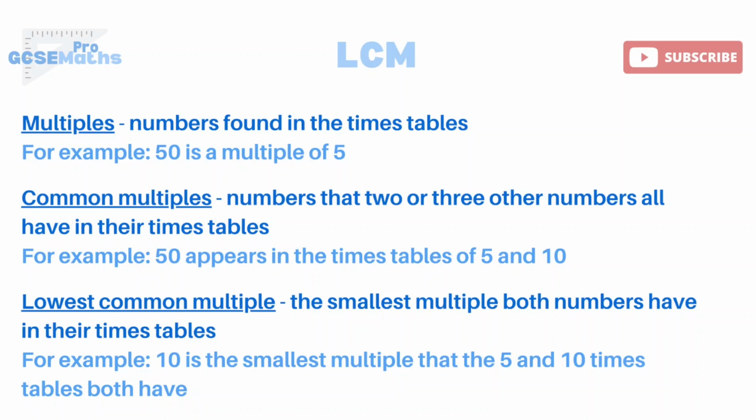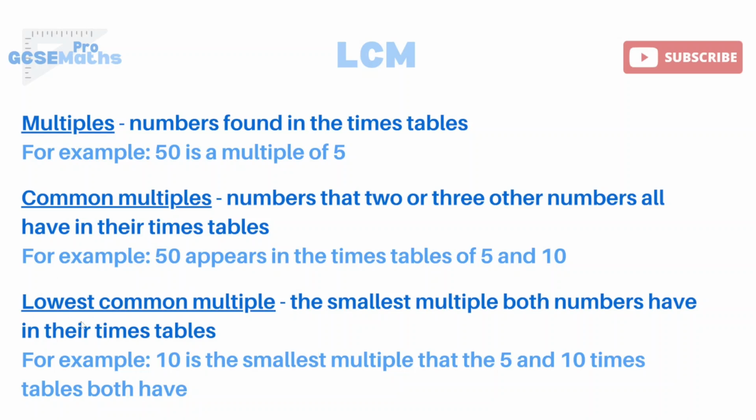Then if we look at putting together common multiples, normally with highest common factor and lowest common multiple, they give you 2 or 3 numbers, don't they? And they say find the highest common factor or the lowest common multiple. So common multiples are, from the 2 or 3 numbers they give us, the numbers they all have in their times tables. That's a bit cryptic, but for example, 50 appears in the times tables of 5 and of 10. It's in the 10 times table and the 5 times table, so they have that multiple in common.